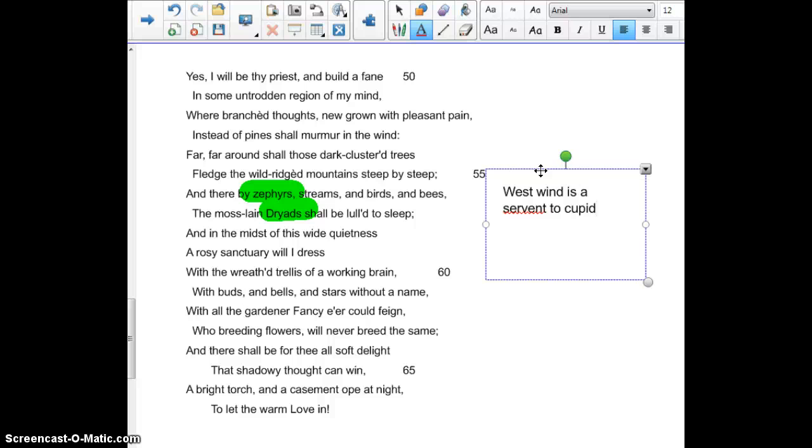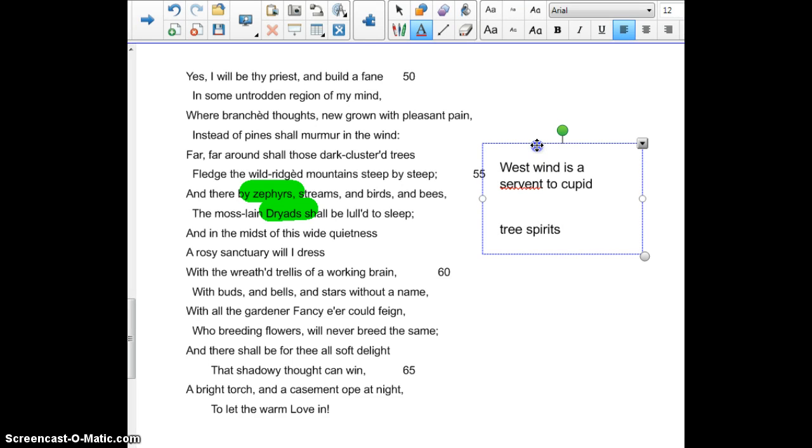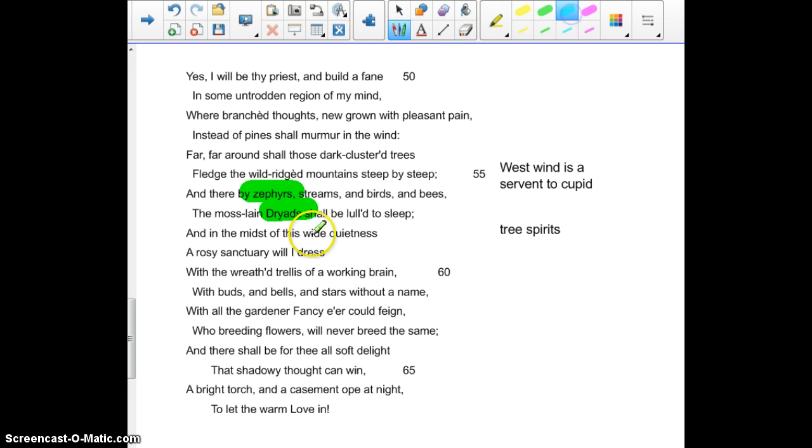And then Dryads are just typical tree spirits. So they're just continuing this theme of nature that we've had throughout the poem. The next thing I see that I don't necessarily recognize is this phrase: the trellis of a working brain.